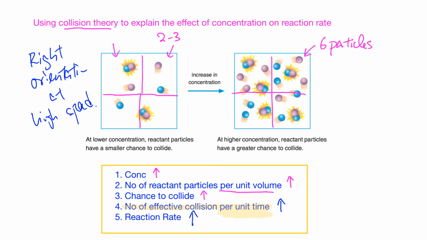So this is normally a typical question, asking you to explain using collision theory why when concentration increases, the rate will increase. If you want to talk about the concentration decreasing and the rate decreasing, actually you're using the same model. Concentration decreases, number of reactant particles per unit volume decreases, chance to collide will reduce, and the number of effective collisions per unit time gets lower, so therefore the reaction rate will decrease. So this is how we make use of the collision theory to explain the effect.